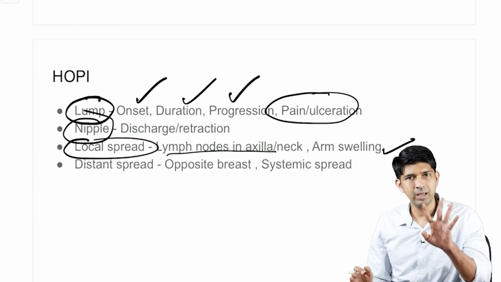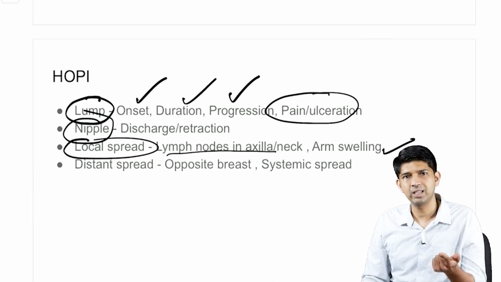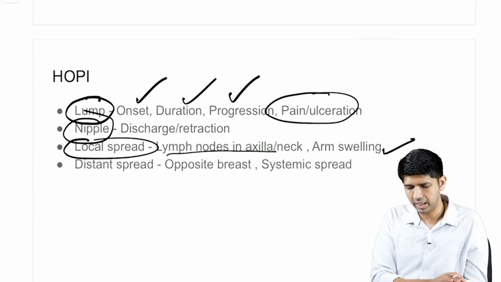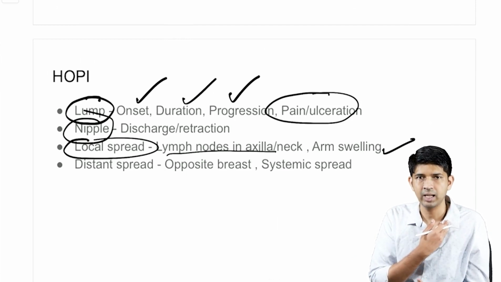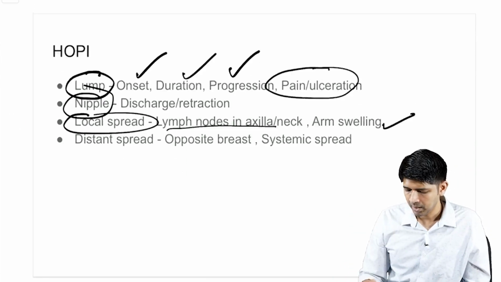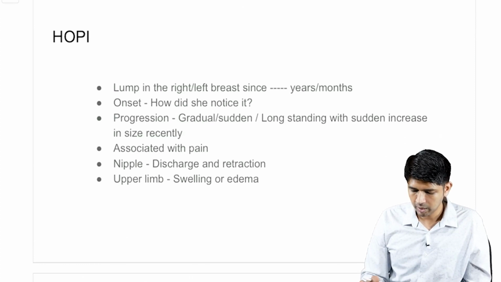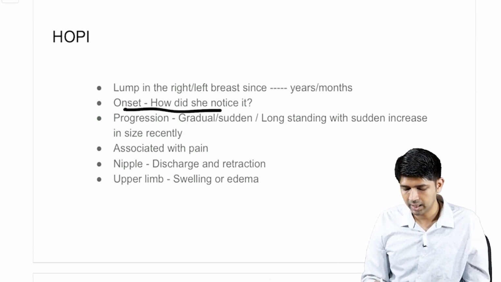So very simple, cover it systematically and you're going to cover all the points. One is the lump, next is the nipple, next is the locoregional spread, that is to the axilla or the supraclavicular region or in the neck, and finally the distant spread, that is either to the opposite breast or to the rest of the body. So in specific, what are the history that you're going to take? With regards to the lump, again onset, how did she notice it?